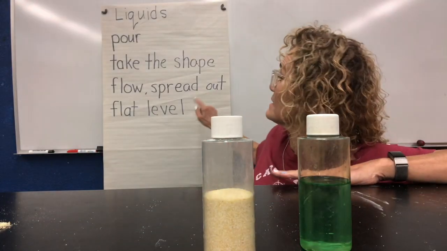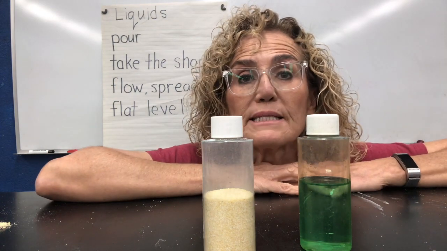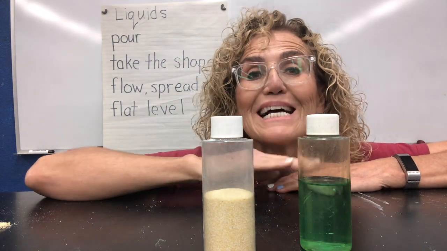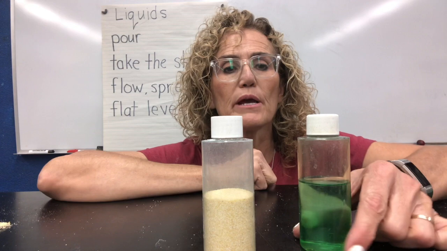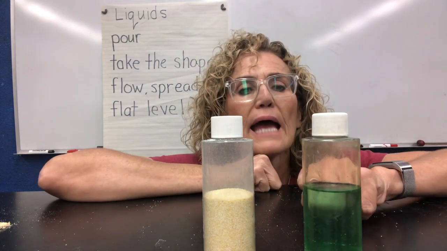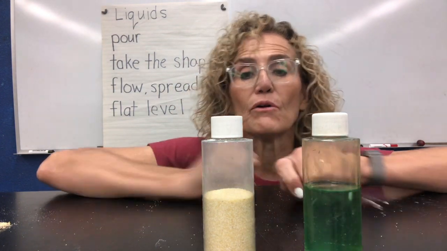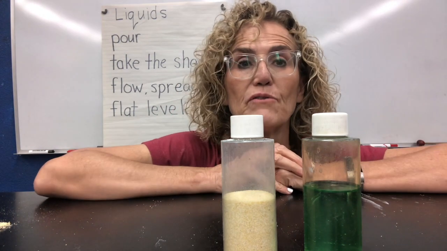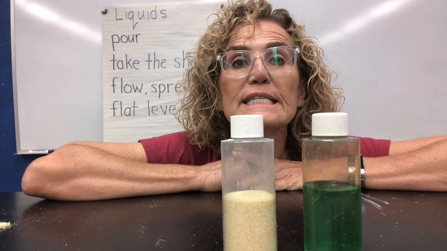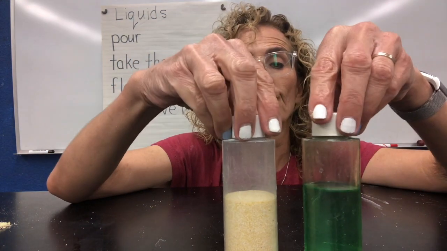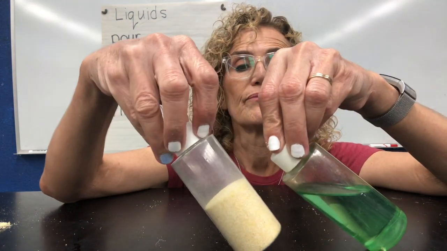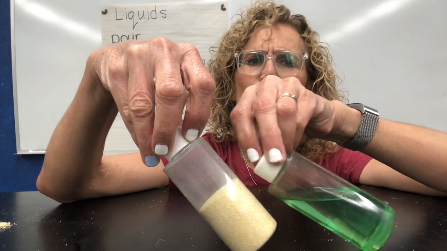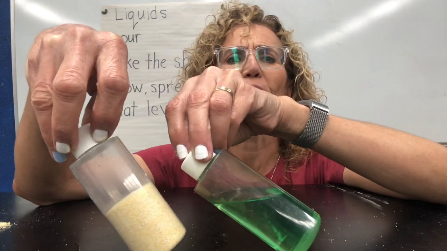Okay, the last thing that we talked about in terms of liquids is that liquids have a flat level, right? So here is my green water, and it has a flat level. Well, so does the cornmeal. The cornmeal seems to have a flat level. Now, let's tip the bottles. They don't look exactly the same, do they?